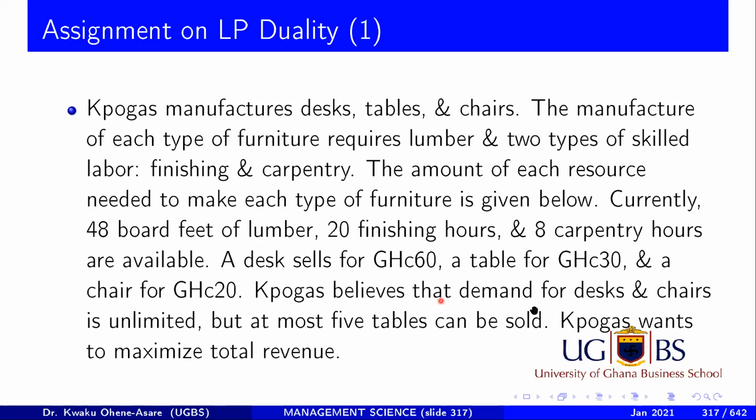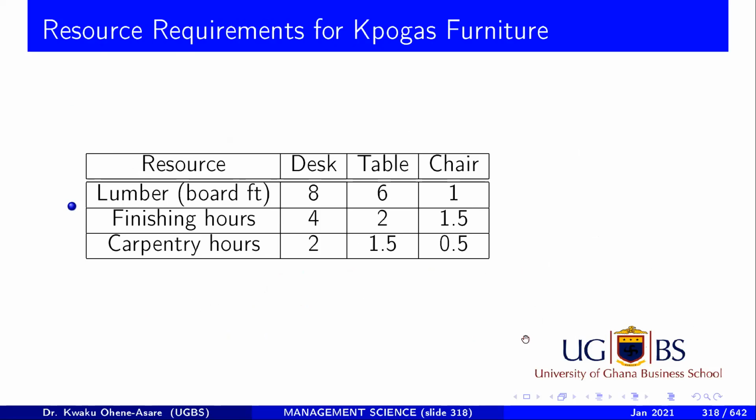Bogus believes that demand for desks and chairs is unlimited. The demand for chairs is unlimited, but at most, this is a constraint parameter, at most 5 tables can be sold. Bogus wants to maximize total revenue.